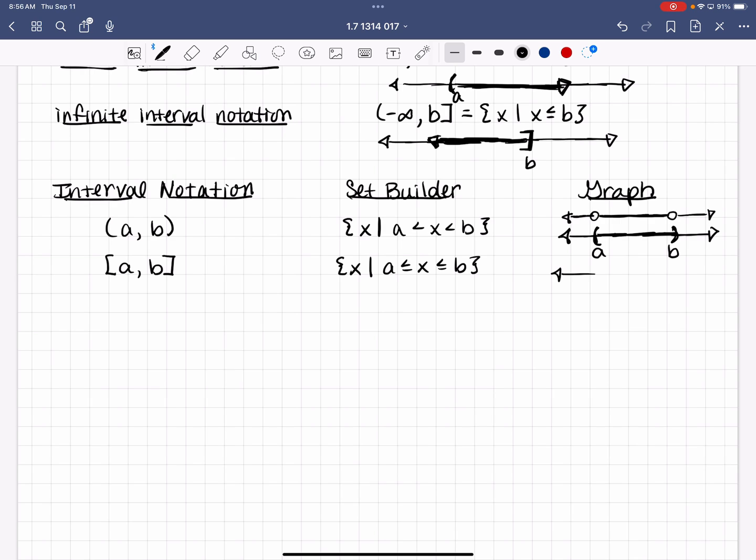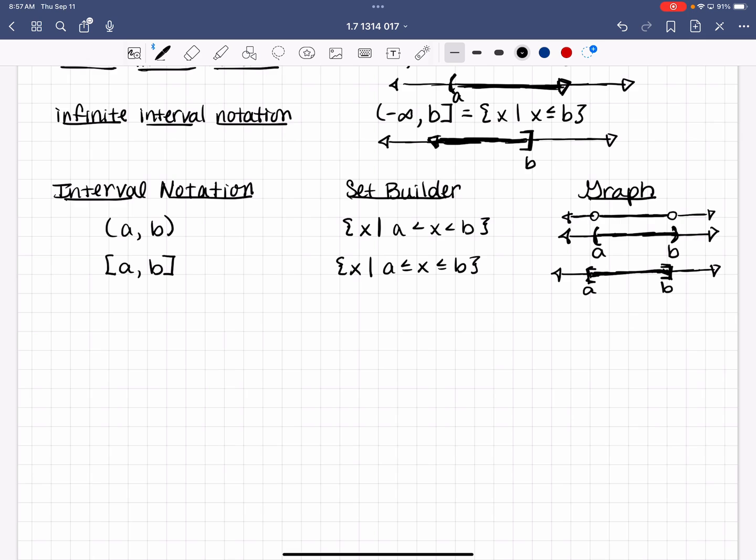I'm not going to draw the circles this time because this textbook does not talk about open and closed circles. They use the brackets and parentheses. And so you're talking about all the numbers in between A and B, including A and B. You'll notice in that set builder it says equal to, okay?